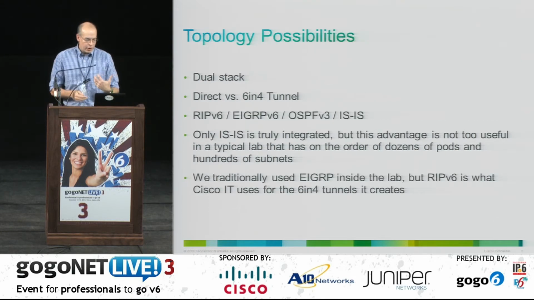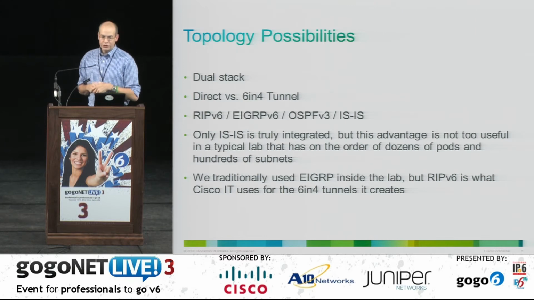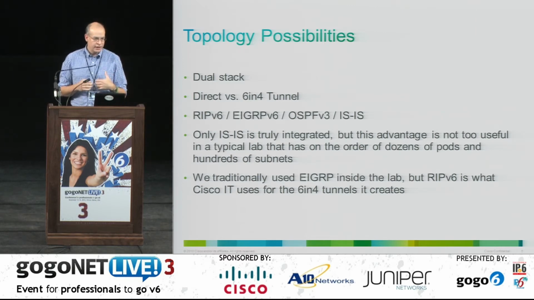So as far as topologies, there's an awful lot of possibilities, and in the end, what we went with was kind of decided for us in terms of what Cisco IT presented to us, and our desire to keep things simple to help get it deployed. So obviously we wanted to stick with dual stack. We're going to be doing IPv4 for years and years and decades and decades.